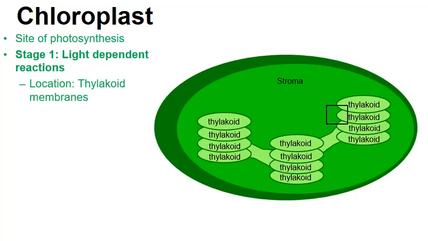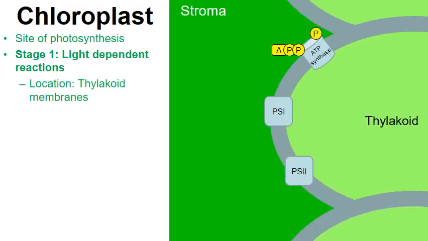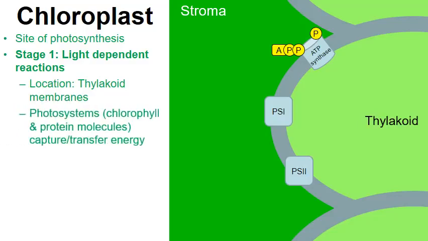Okay, so you see that flashing black box? I want to zoom into that area of the chloroplast. And when we do, we're going to see that there are some things embedded within the membrane of the thylakoid. I've labeled them PS1 and PS2, and these are the photosystems, and we're going to talk about them in more detail, but for now, in the photosystems is where we find chlorophyll and various protein molecules that are responsible for capturing and transferring energy during the light-dependent reactions.